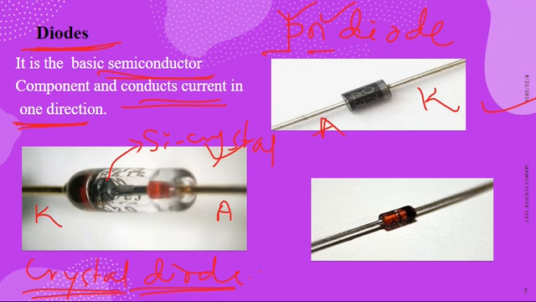Now the last is the special purpose diode, which is known as Zener diode. It has the same property as the diode, but unlike a diode, it can also conduct current in the opposite direction, but only up to a certain limited voltage.